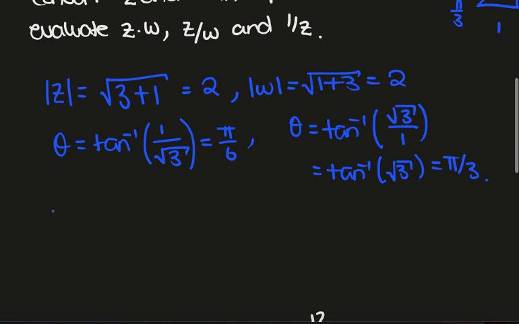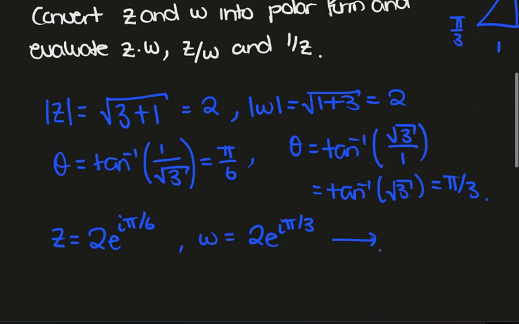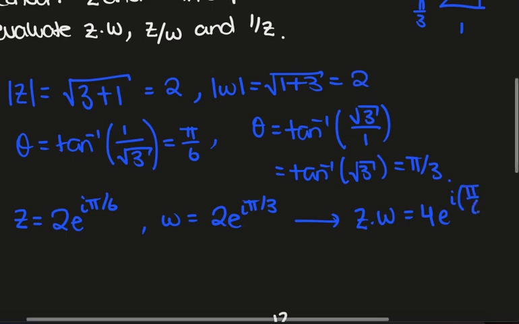Okay, so putting this together, we see that z is 2e to the i pi on 6, and w is 2e to the i pi on 3. The next part of the question says, evaluate z times w in polar form. So for z times w, we just multiply the modulus of each, so we get 4, and then we'll have e to the i pi on 6 plus pi on 3. So we add the arguments.